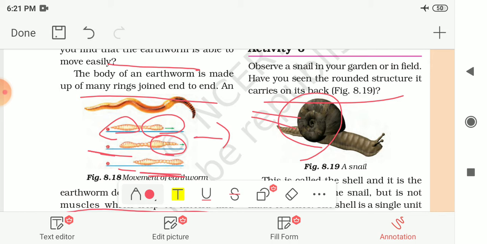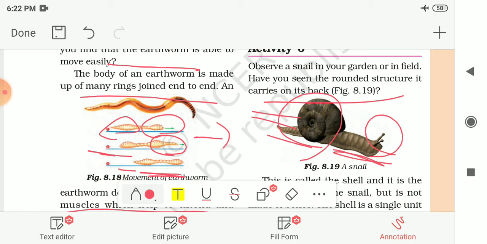You will find a thick structure, and the head of the snail may come out of an opening in the shell. This one is the mouth of the snail coming out from the shell. You can see that the thick structure is its foot. So this one is the foot of the snail, made up of strong muscles.